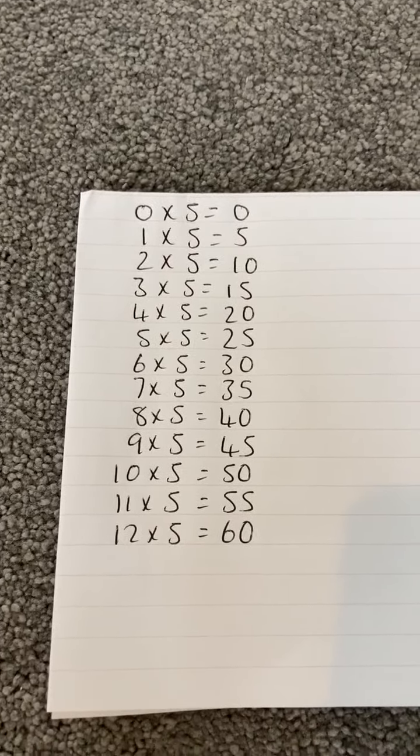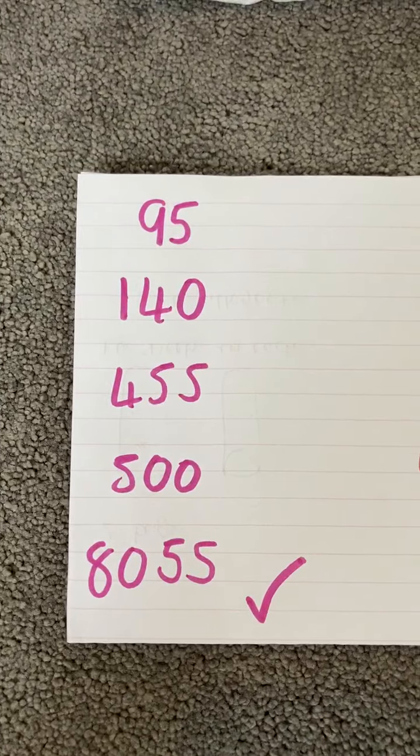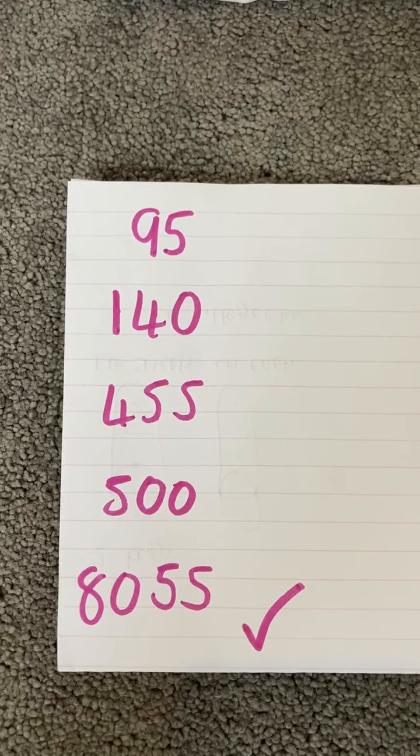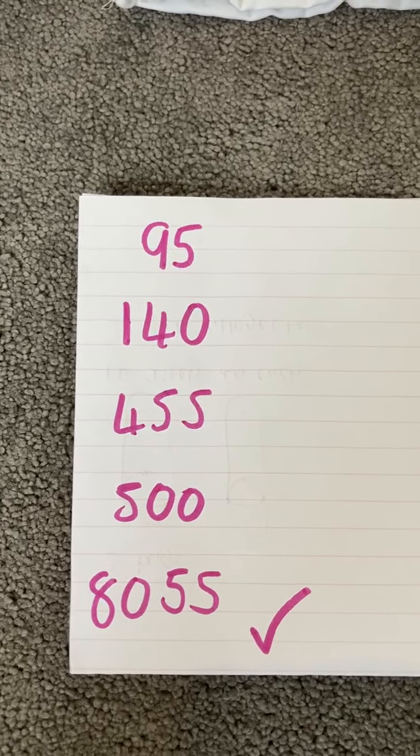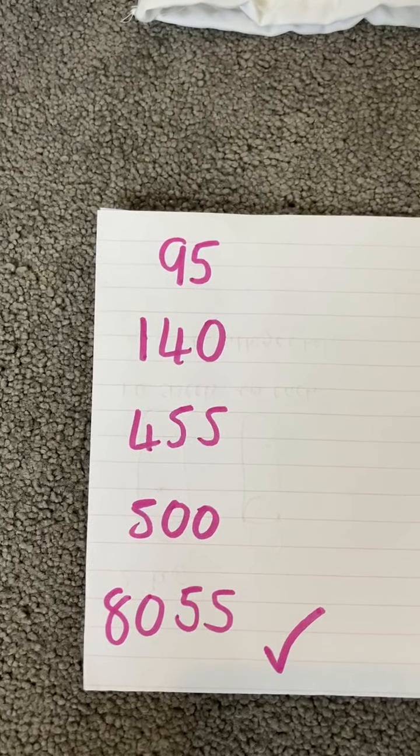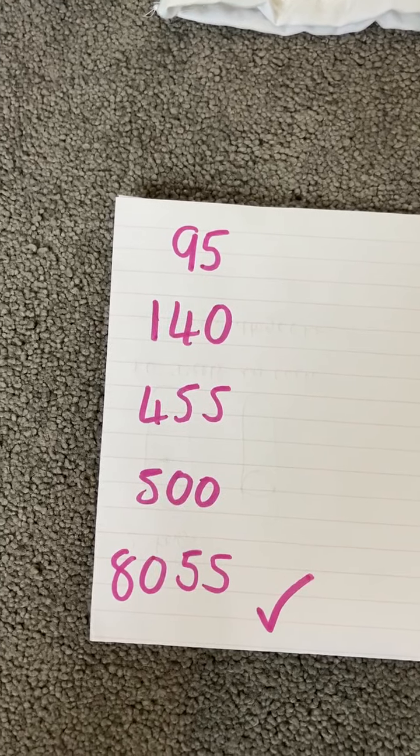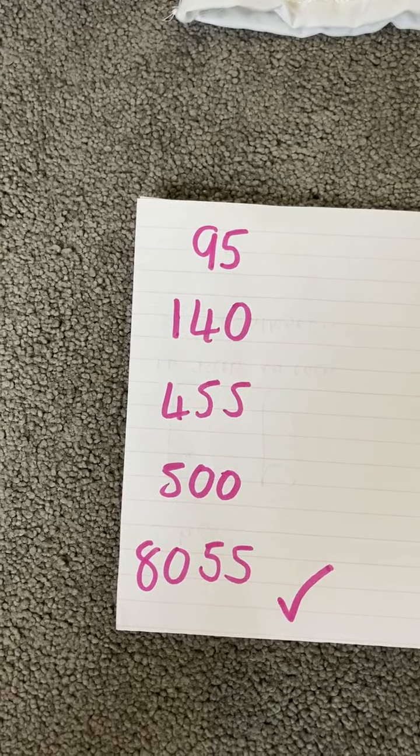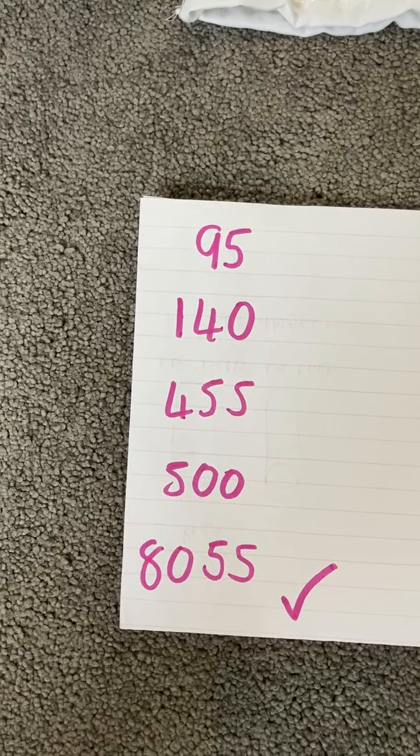I've got some more here. 140, well, that's huge, and we know that that's in the 5 times table because it ends in a 0. 455, big number, definitely in the 5 times table. 500, definitely ends in a 0. And 8,055. All these random huge numbers we know are in the 5 times table because they end in a 5 and 0. Equally, we know what numbers are not in the 5 times table, because if they don't end in a 5 or a 0, then they are not in it.